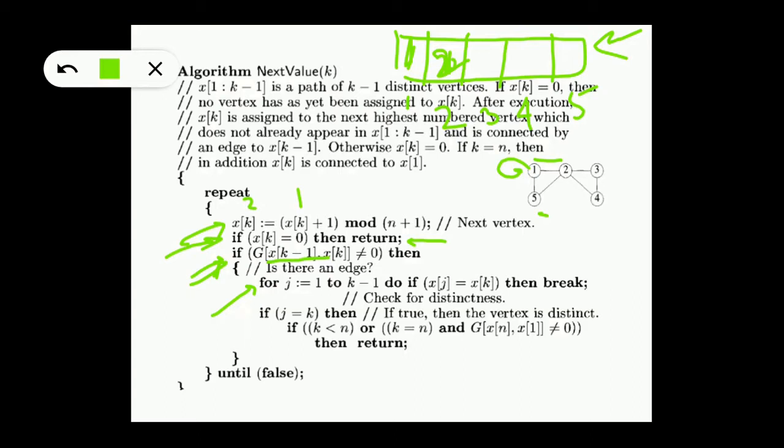So here for j is equal to 1 to k minus 1, k is initially 2, so 2 minus 1 is also 1. So we are going to check to see that x of j, j's value is 1, x of j has an element 1 in it, which is equal to x of k. K's value is how much? 2. So x of 2 has a value 2 in it. So 1 equal to 2 is false. So therefore the vertices are distinct. So we do not execute this break statement.